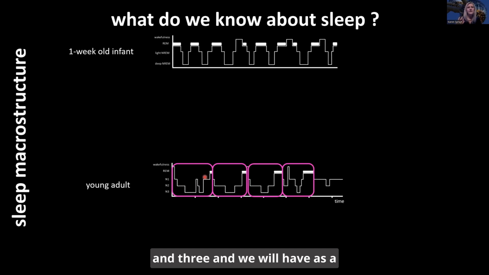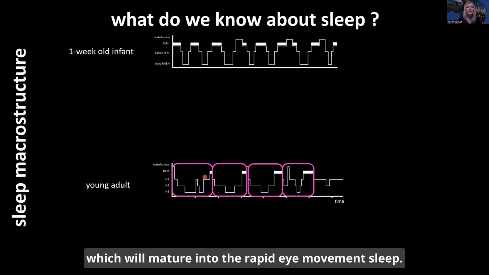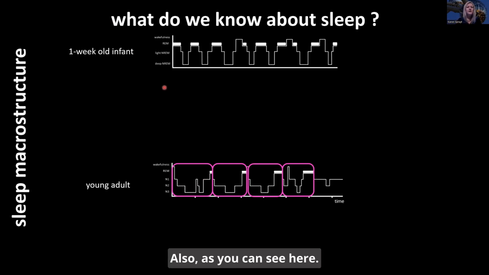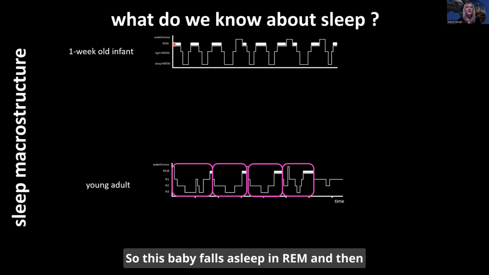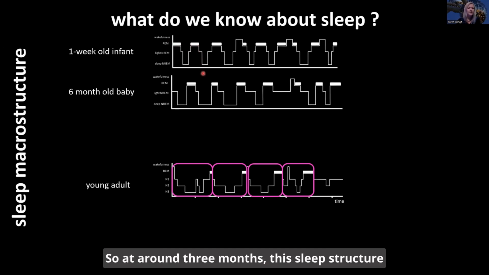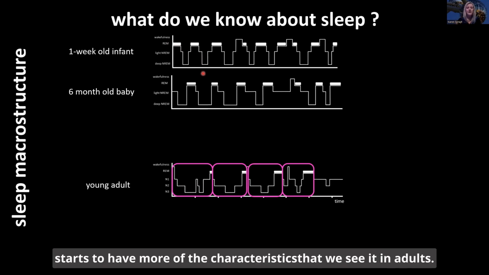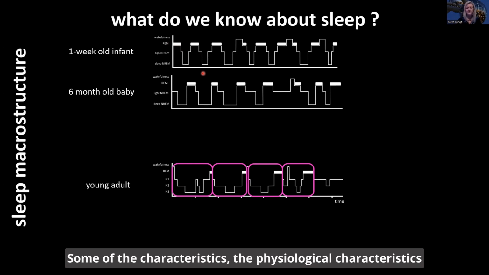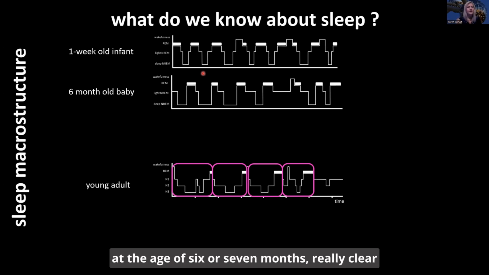As a baby, we have active sleep, which will mature into the rapid eye movement sleep. And as you can see here, this baby falls asleep in REM and then spends some time in the lighter non-REM sleep, as well as in the deeper sleep. Around 3 months, this sleep structure starts to have more of the characteristics we see in adults. And some of the physiological characteristics are even at the age of 6 to 7 months really clear on the polysomnography, or our sleep study.